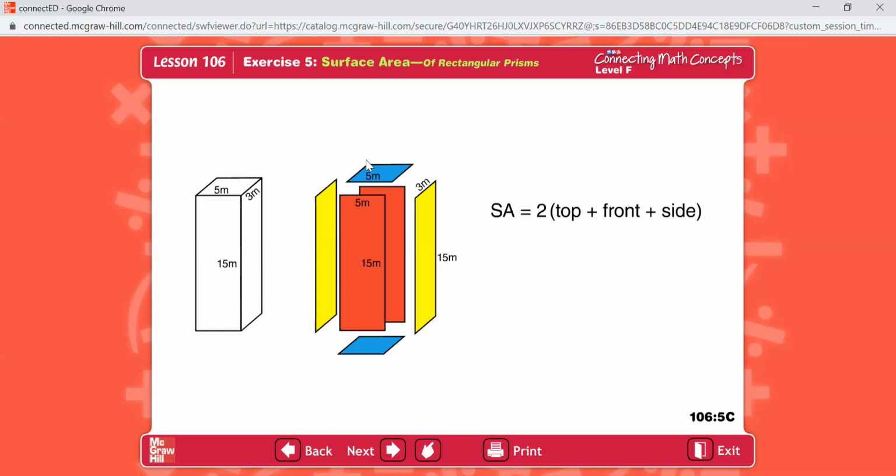The multiplication for the area is 5 times 3, or 3 times 5. You can say it either way. Now look at the front. Here's our front. Our equation for the front is 5 times 15, or 15 times 5.